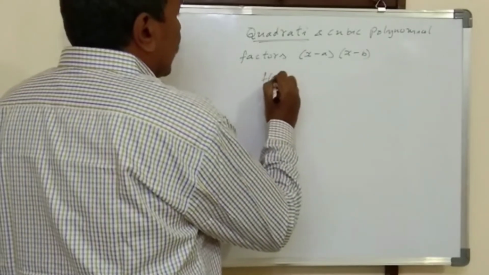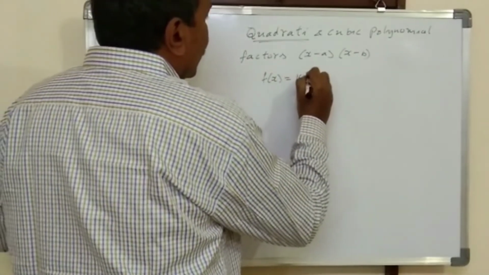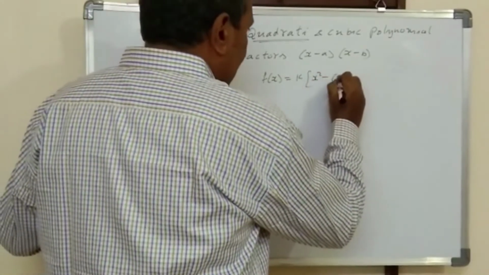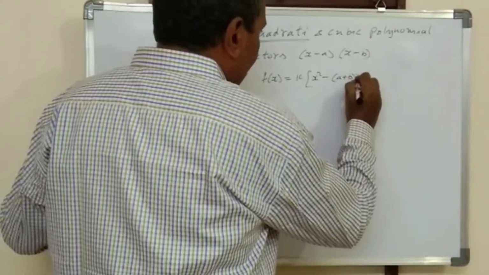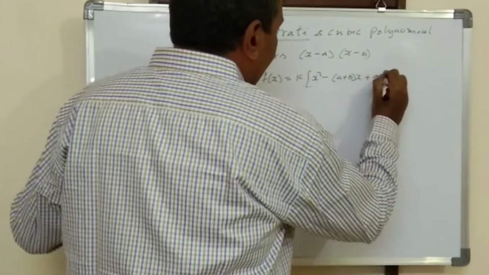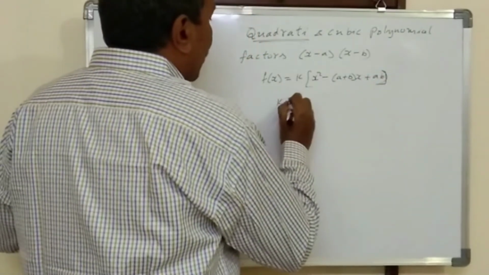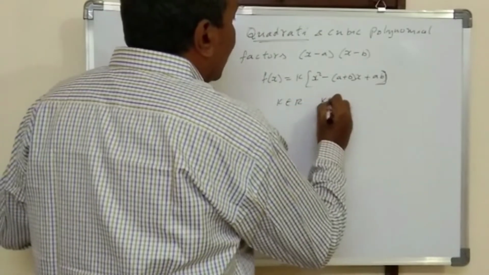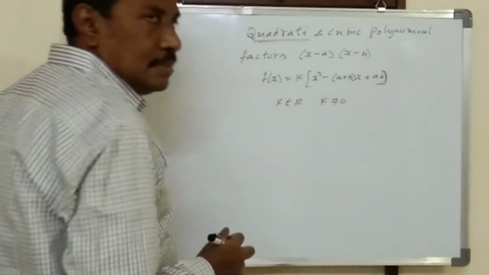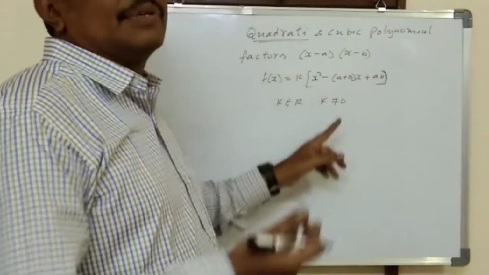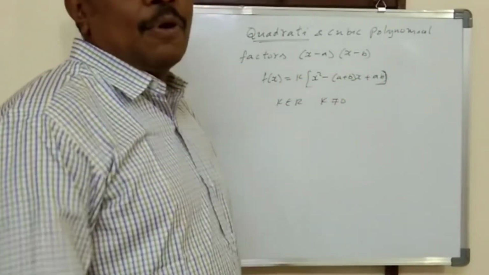So how do we form a quadratic polynomial? The quadratic polynomial f(x) is equal to k into (x square minus (a plus b) of x plus ab), where k belongs to the real numbers but k is not equal to 0. If k becomes 0, this polynomial becomes 0.